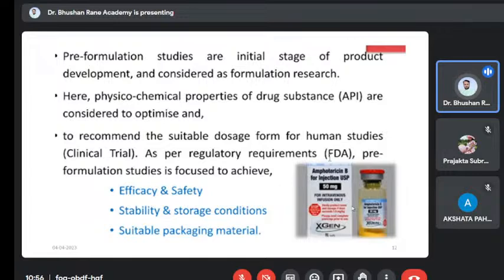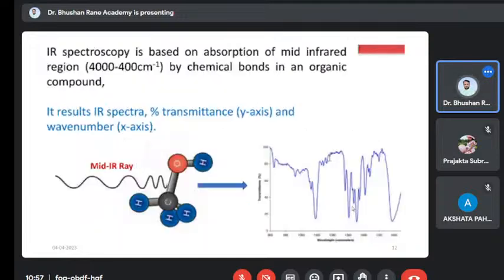Pre-formulation is the initial stage of product development. That data can be submitted as part of the dossier to different regulatory agencies to show that our drug molecules do not interact with the excipients utilized. On that basis you can conclude that the drug is efficacious, safe, and stable in the specified packaging material in which the formulation is to be packed.